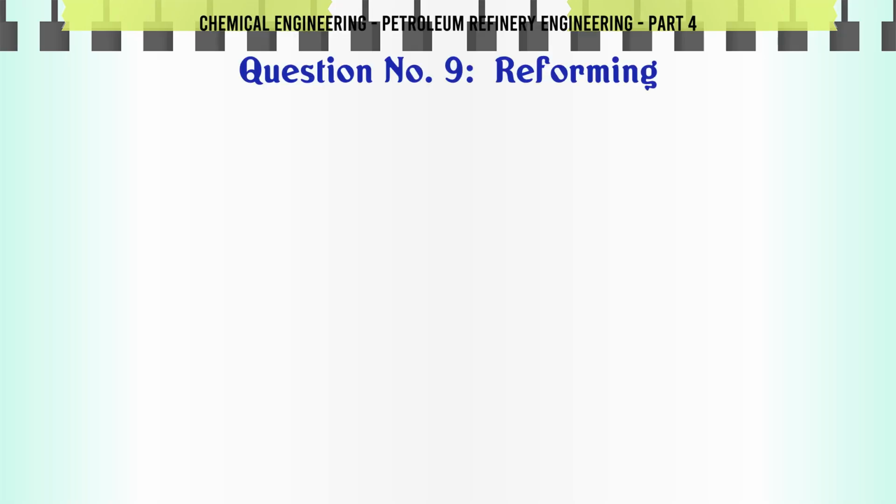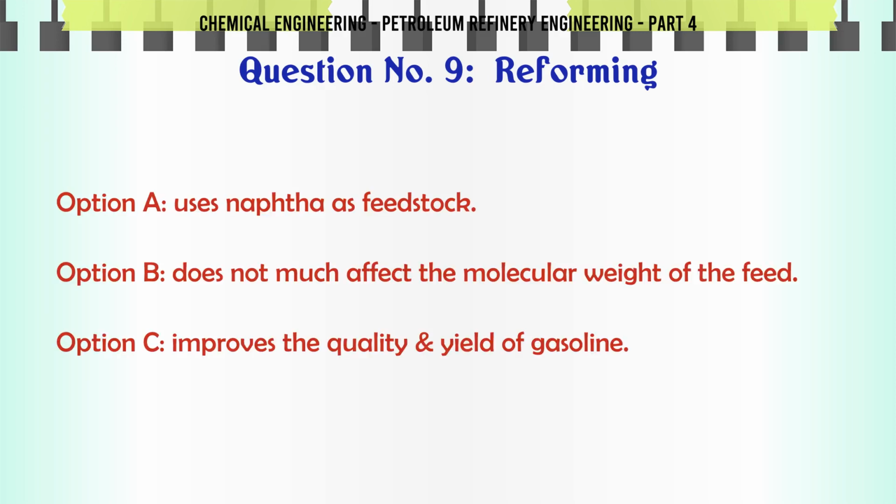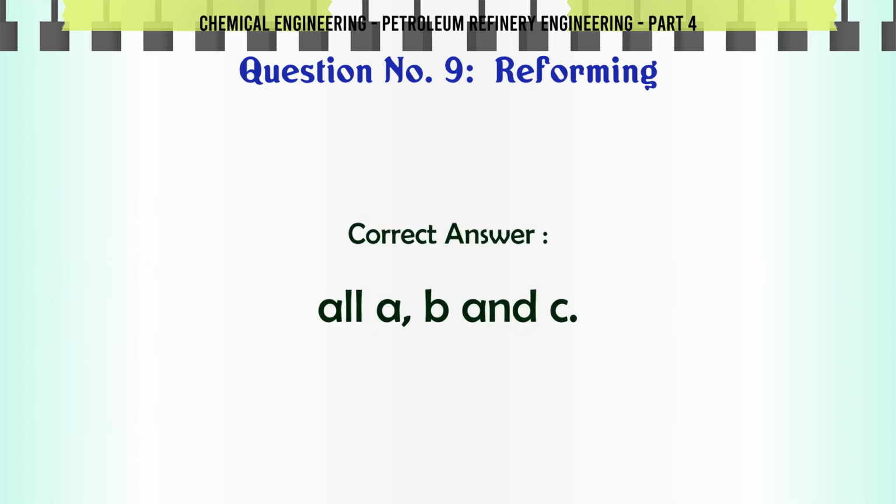Reforming: A. uses naphtha as feedstock, B. does not much affect the molecular weight of the feed, C. improves the quality and yield of gasoline, D. all A, B, and C. The correct answer is all A, B, and C.